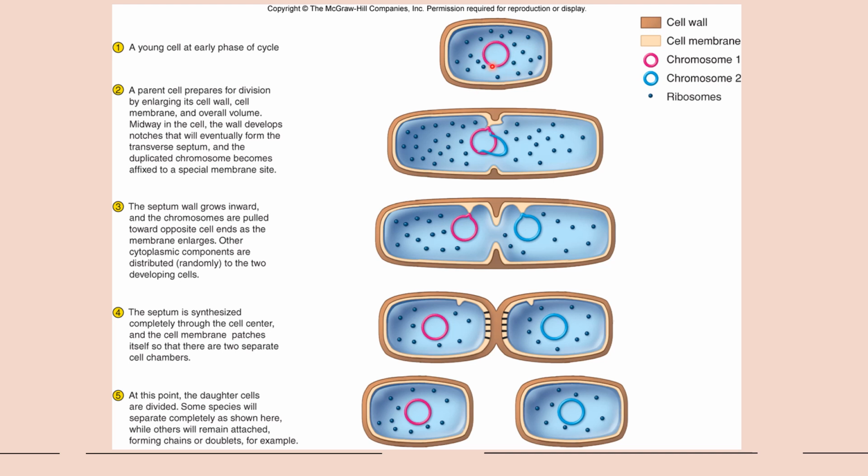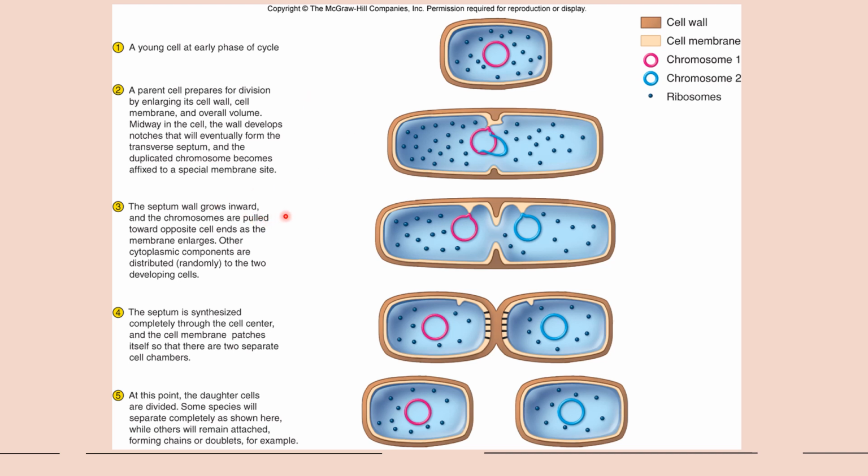We have a young cell at the early phases of cycle. It has got cell wall, it has cell membrane. This is chromosome 1 and these are ribosomes. Now, a parent cell prepares for cell division by enlarging its cell wall, cell membrane and overall volume. Midway in the cell, the wall develops notches that will eventually form the transverse septum and the duplicated chromosome becomes affixed to a special membrane site.